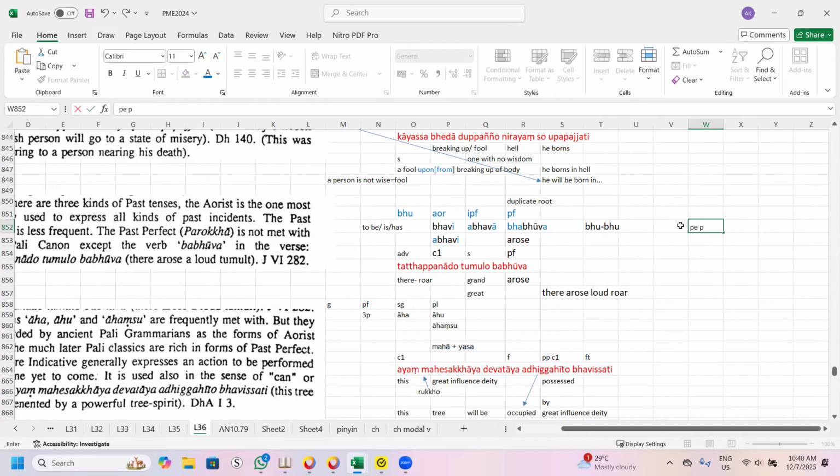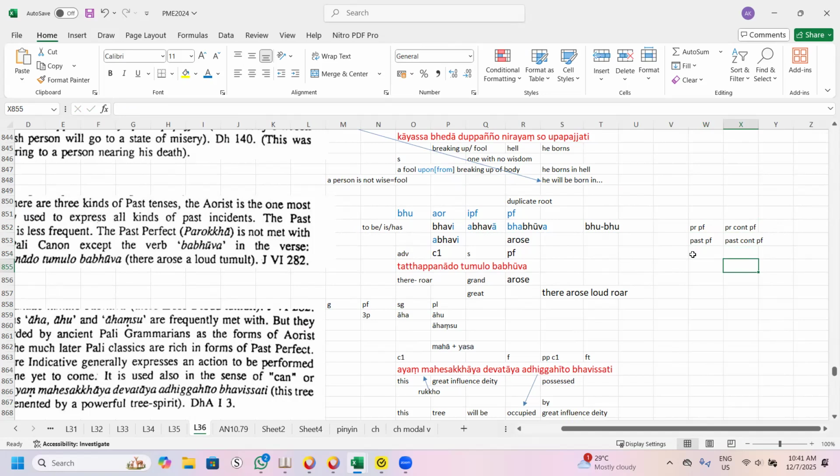Perfect tense has three categories. You have present perfect, past perfect, then you can have present continuous perfect and past continuous perfect. So these are the perfect tenses.